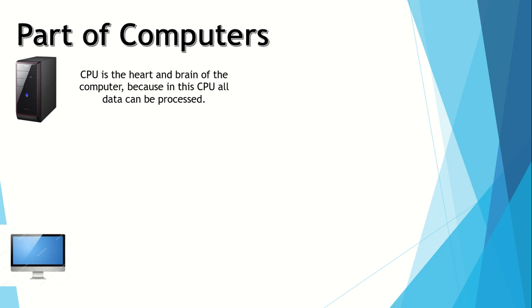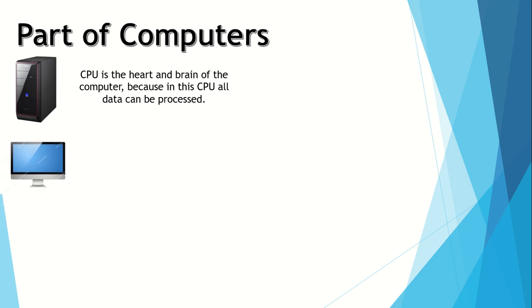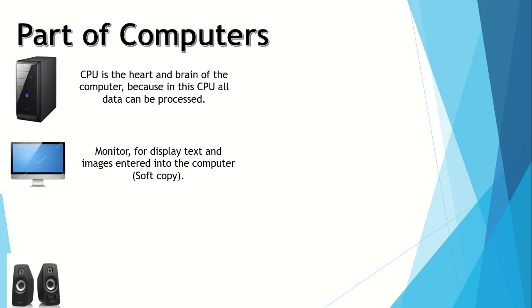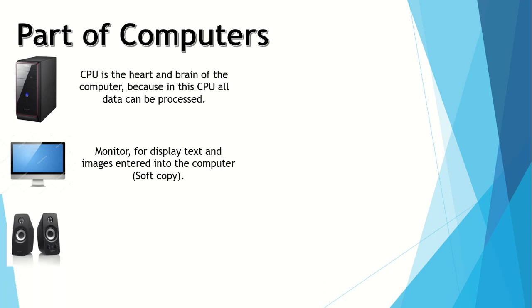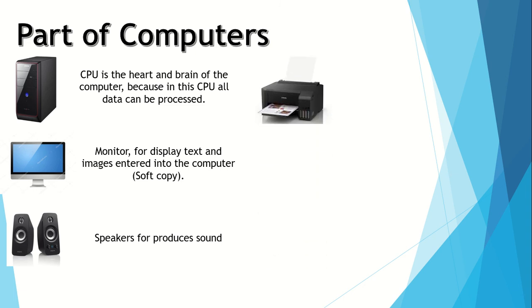Number 2. Monitor. For display text and image entered into the computer, or soft copy. Number 3. Speaker. Speaker for produce sound. Number 4. Printer. Printer is a copy of printed information from the computer, or hard copy.